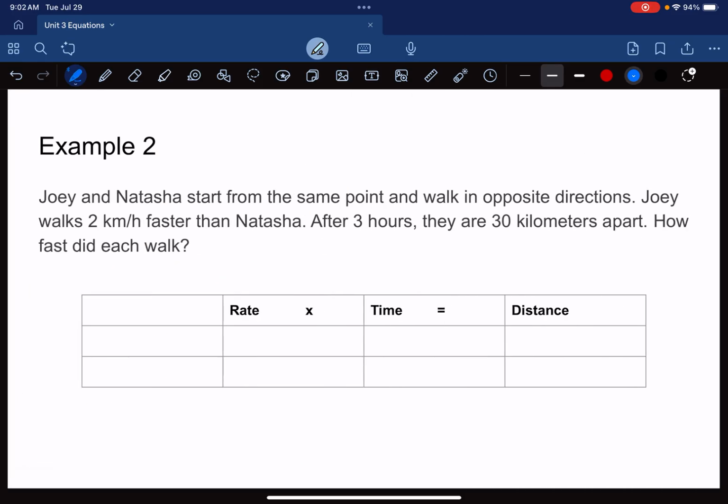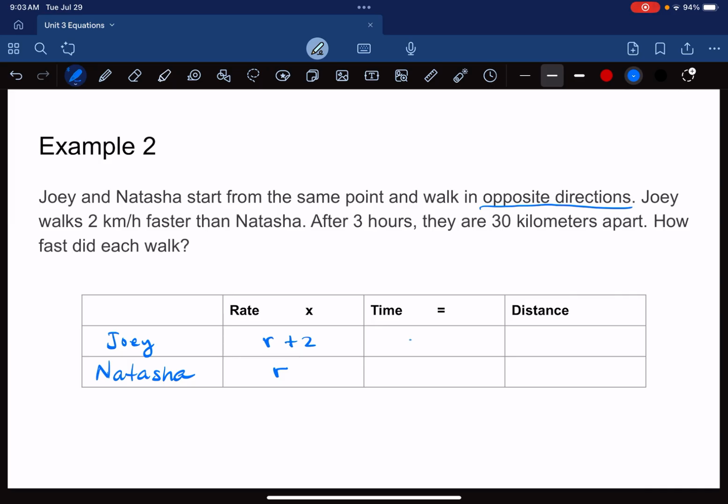Example 2. Joey and Natasha start from the same point and walk in opposite directions. So this time I've got opposite directions. I've got Joey and Natasha. Joey walks 2 kilometers per hour faster than Natasha. So whatever her rate is, he is plus 2. She walks r, he walks faster, so he gets the plus 2 to make his rate faster.